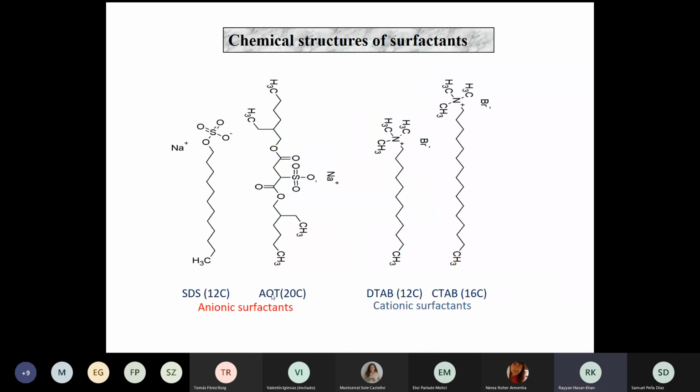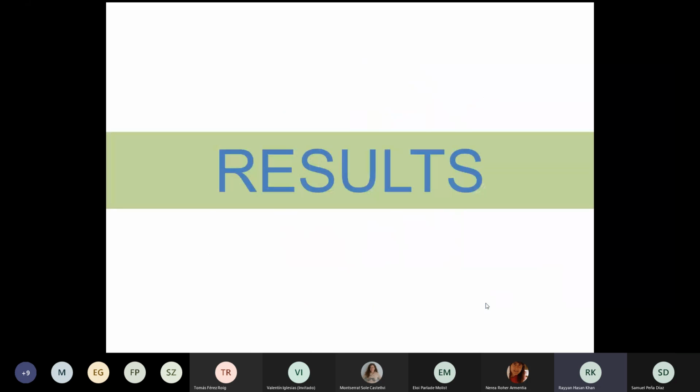These are the structures of the detergents, like SDS, it's 12 carbon, AOT is 20 carbon. These are the anionic surfactants, and the cationic surfactants, that is DTAB and CTAB. You can see this is 12 carbon and 16 carbon. Now let's see what is going to happen.